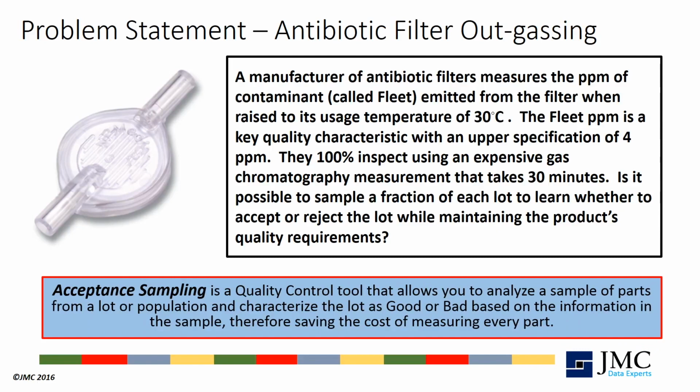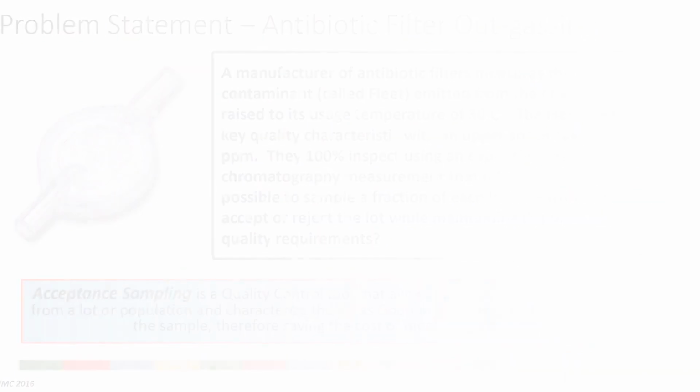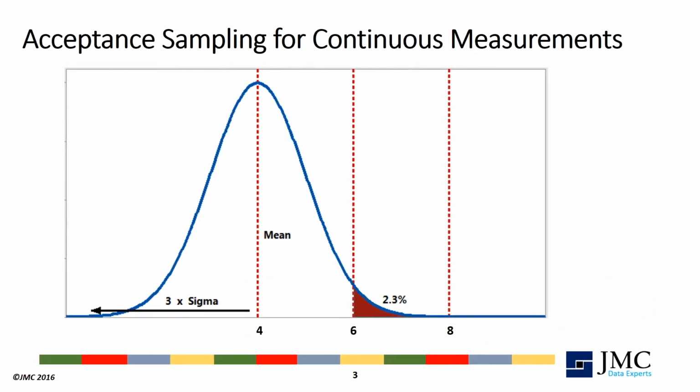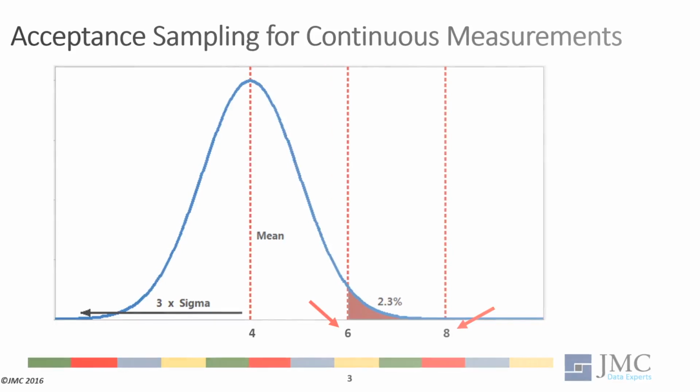Acceptance sampling is a quality control tool that allows you to characterize a lot as either good or bad based on the information in the small sample taken from the lot. A typical acceptance sampling control plan measures several parts to estimate the mean and standard deviation of all the parts. Assuming normality, we use these values to estimate the normal distribution that describes the population. The distribution can be used to predict if a lot will or will not meet certain quality standards. In the example shown, we might reject the lot if the upper specification was 6 ppm, but find the lot acceptable if the upper specification was 8 ppm.